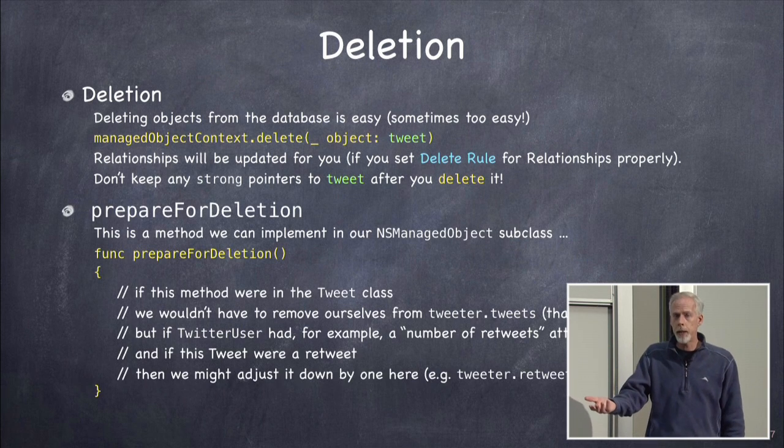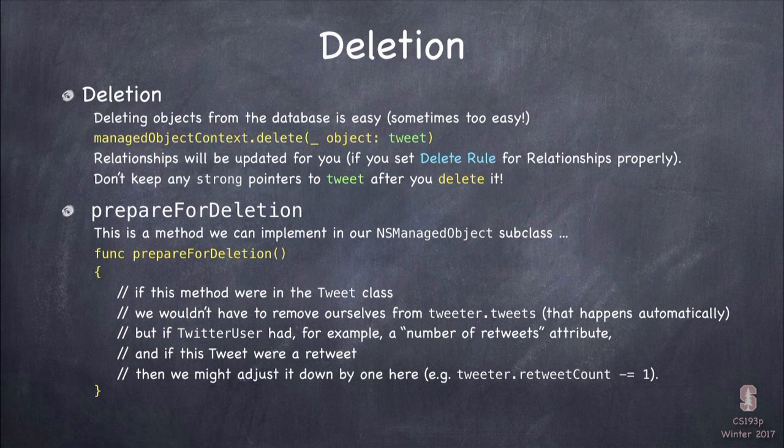Now, when things get deleted from the database, they get sent this message first, prepareForDeletion. Okay? And this is a really good method. Again, in here, you don't have to do anything to worry about the other pointers pointing to you. That's all fixed by the delete rule. But what if you had another field in your database? Back to the retweetCount example again. Let's say I had an int somewhere in Twitter user which counted the number of retweets that this Twitter user had done. And so if I was deleting a tweet and it happened to be a retweet, then I need to set that to be -1.